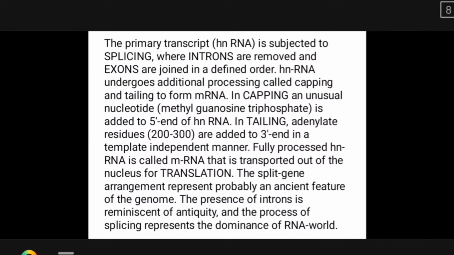Now the primary transcript, that is the heterogeneous nuclear RNA, is also called a split chain arrangement, because there are introns in addition to exons, and it is subjected to splicing, that is removal of introns. Introns are removed and exons are joined in a defined order to form a mature mRNA. Before maturation, it is called heterogeneous nuclear RNA, also called a precursor of mRNA.